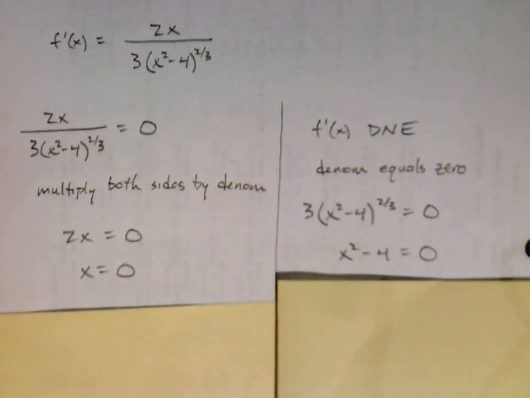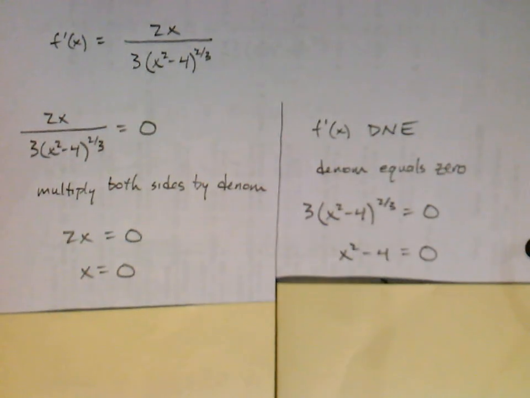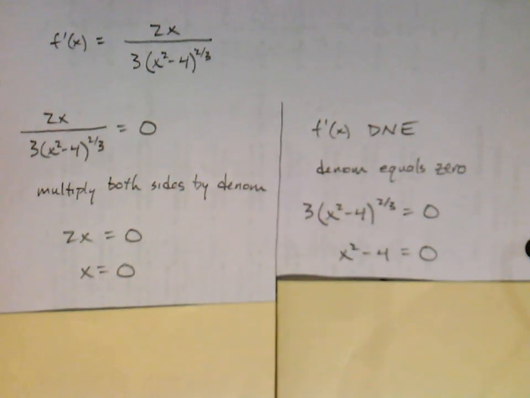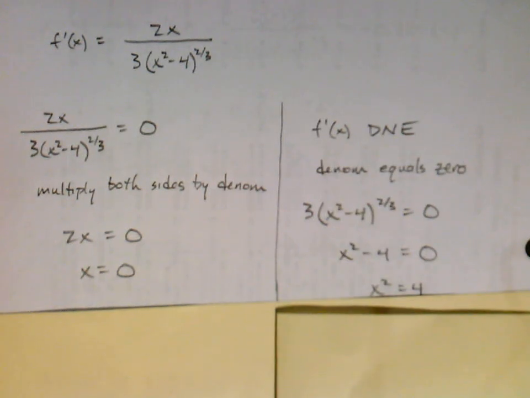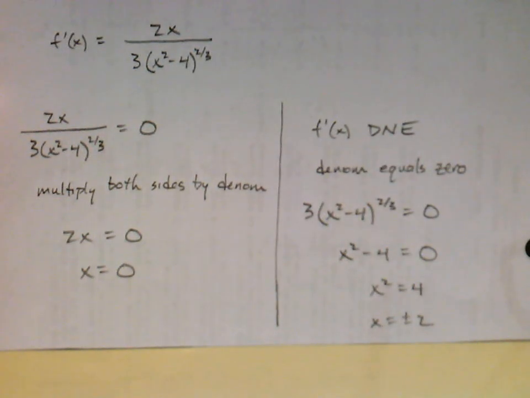Then I can divide by 3. I can do whatever I need to do to get rid of that power. Raising it to the 3/2 would cancel that. In the end, really, it just boils down to what's inside there equaling 0. And then that gets solved pretty quickly. X squared equals 4. So x equals positive or negative 2. So now I've got 3 critical numbers.